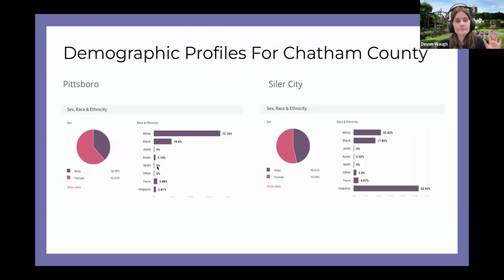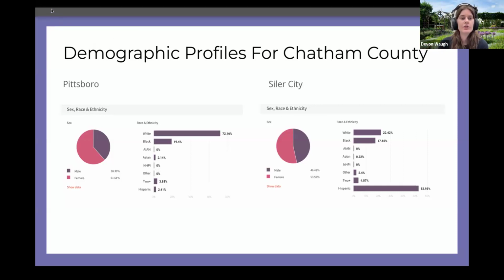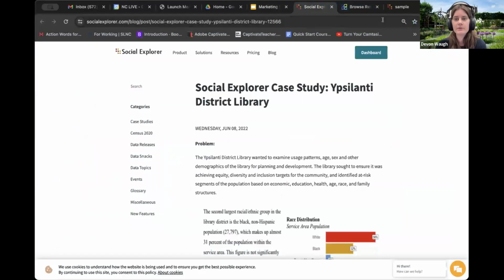Pittsboro, the population there is predominantly white, also predominantly women, whereas in Siler City, the majority population is Hispanic. And so that's something where the library could look at, okay, where is our nearest branch to Siler City? How are we serving that population? How are we working with the Hispanic community there? Are there materials that represent them and their needs? So it's just a really nice way to get a snapshot of your community. And so I am going to show you how to do that within Social Explorer.